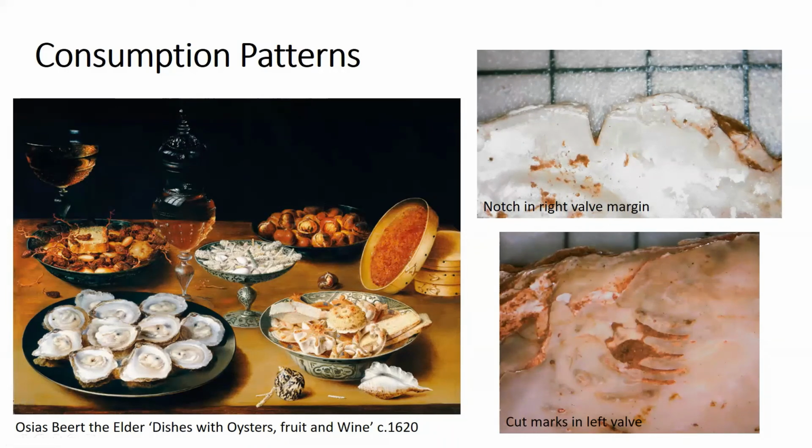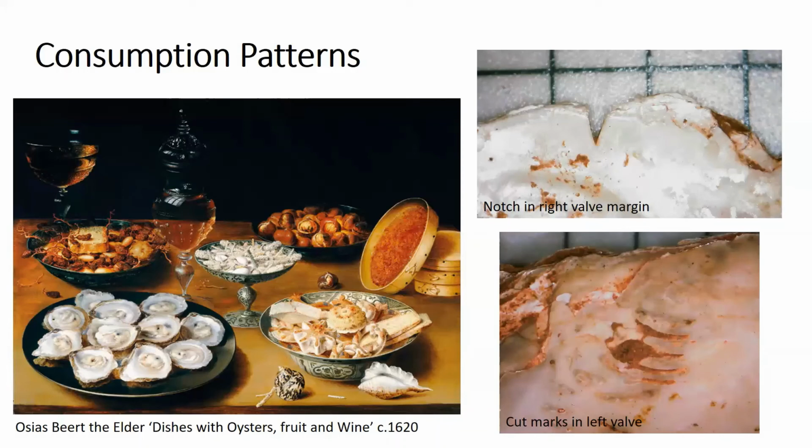And part of the reason is the left valve was often used as a way of presenting the oyster. So here we have a painting by, I'm going to say, Ozias Beert the Elder, painted in 1620, called Dishes with Oysters, Fruit and Wine. And what this picture shows is the presentation of oysters served raw, but presented within that left valve of the shell.